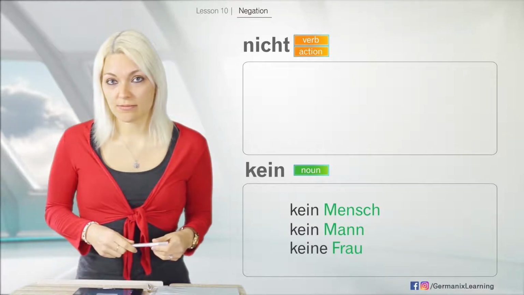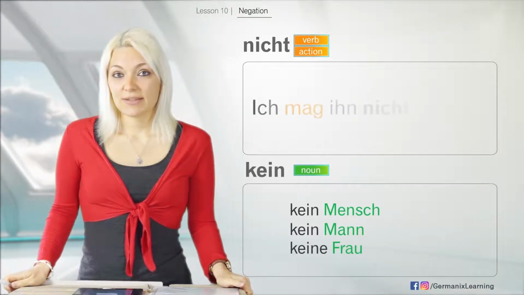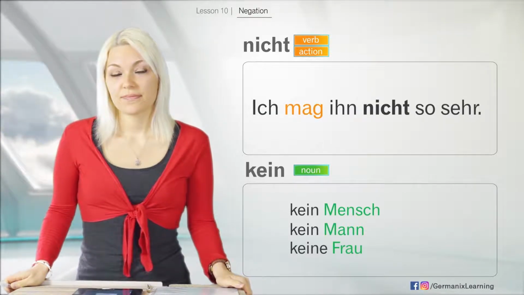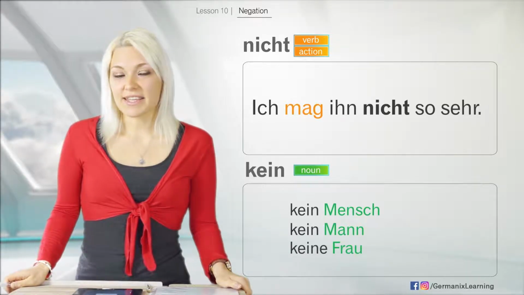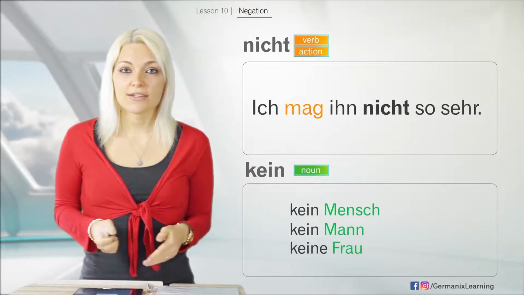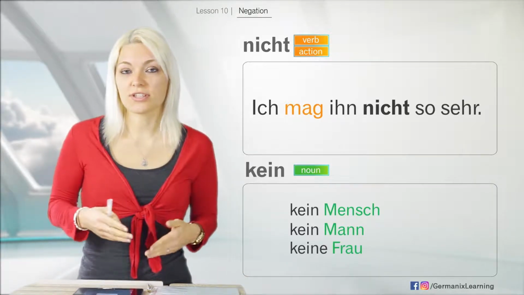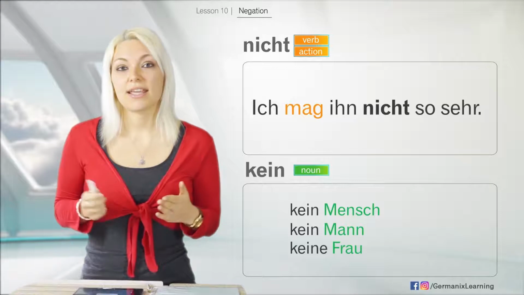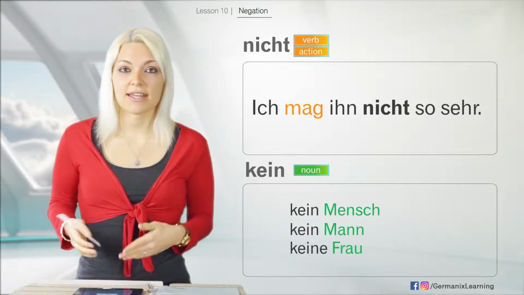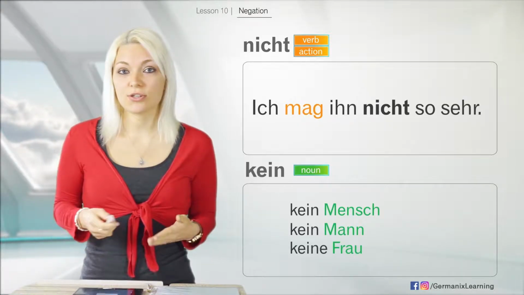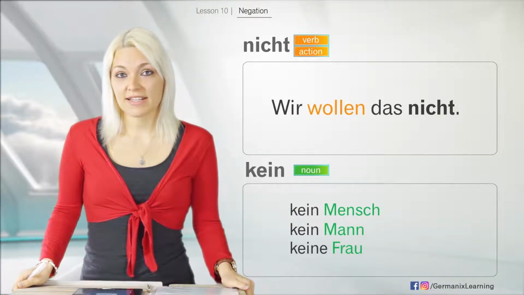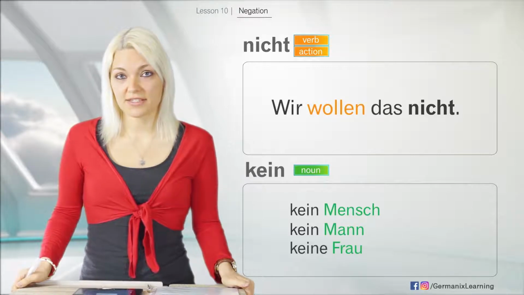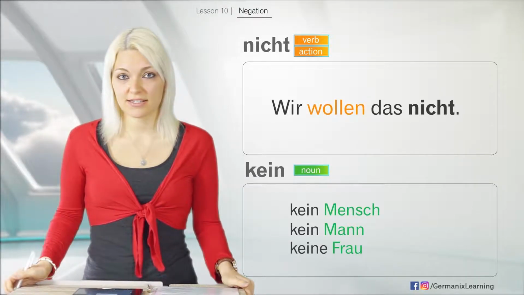Okay, now back to nicht. I will give you more examples. Ich mag ihn nicht so sehr. I don't really like him that much. So, in English we have the negation in the do not, I don't. But in German we have the nicht, because again the verb, mögen, to like, is being negated. Or, wir wollen das nicht. We don't want that. Wir wollen das nicht.